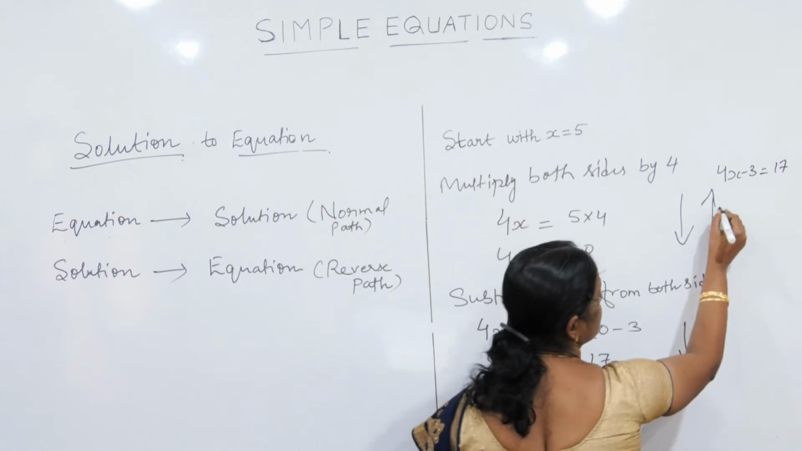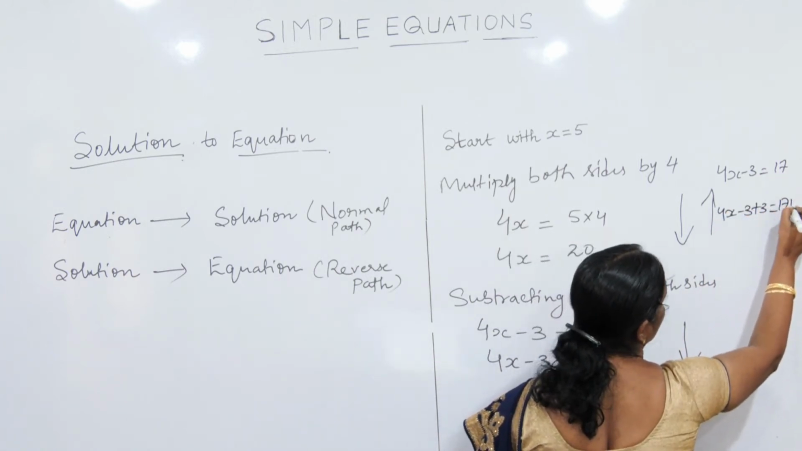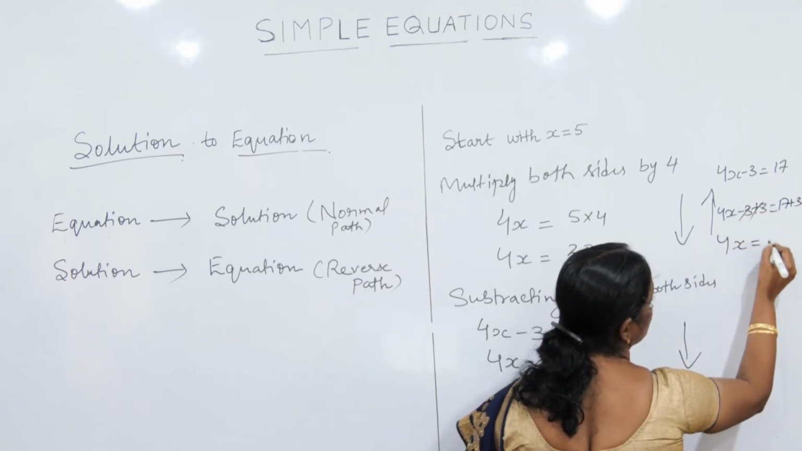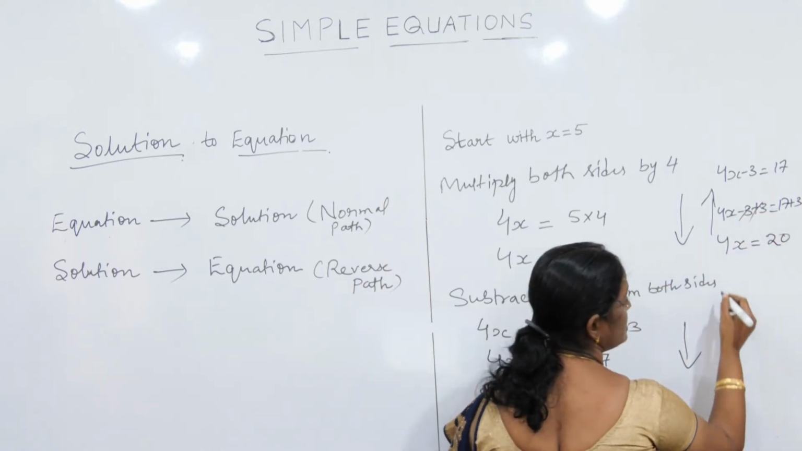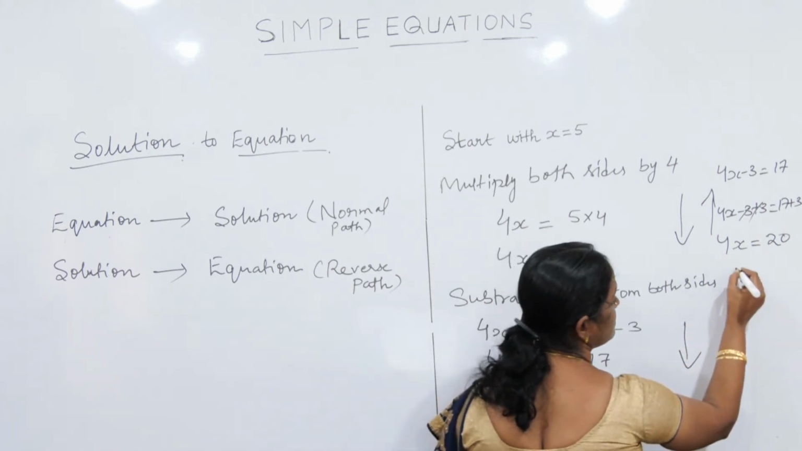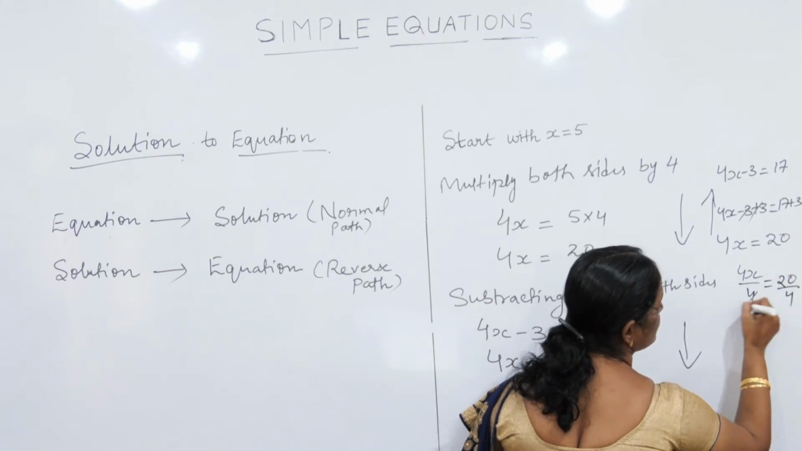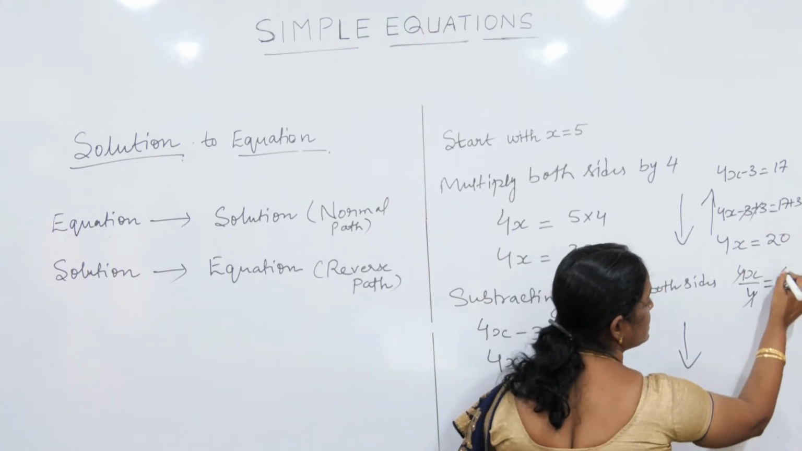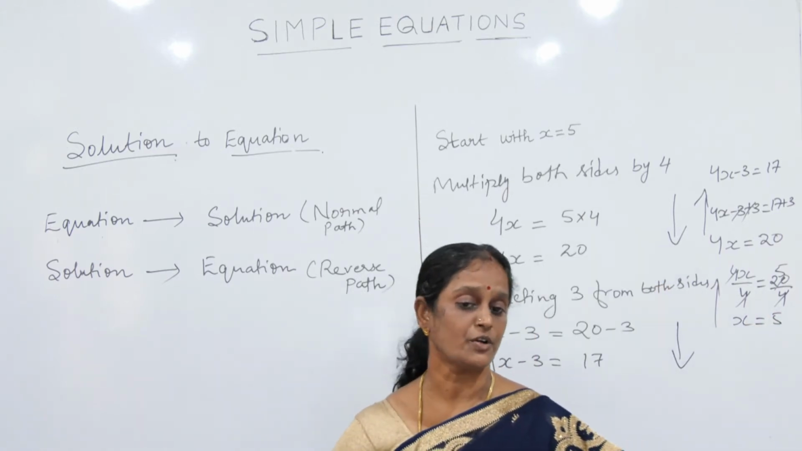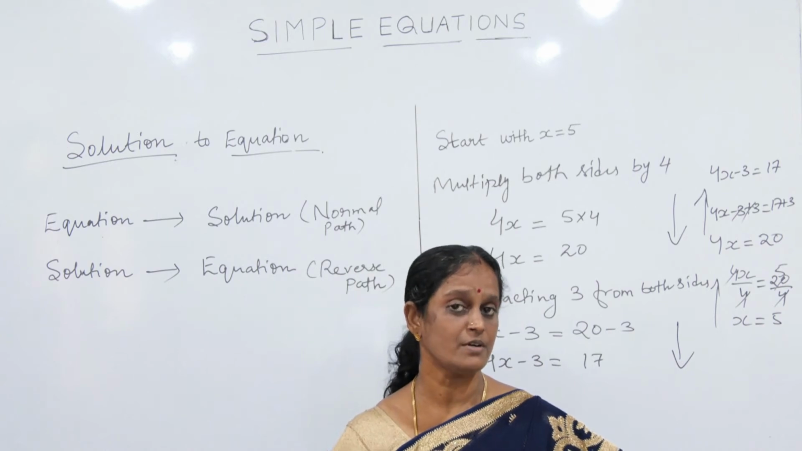Adding 3 to both sides, what we get? We'll get 4x minus 3 plus 3 is equal to 17 plus 3. That is minus 3 plus 3 will get cancelled. 4x is equal to 20, 17 plus 3. Next, dividing both the sides by 4, we will get 4x divided by 4 is equal to 20 by 4. Here 4 will get cancelled. 4 5s are 20. So we will arrive at the solution again. Students, now not only you can solve an equation, also you can form equation from solutions.